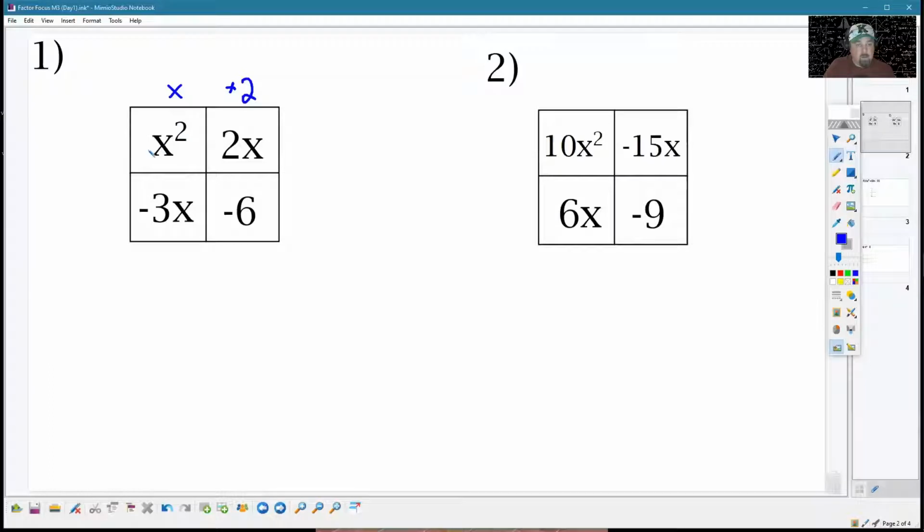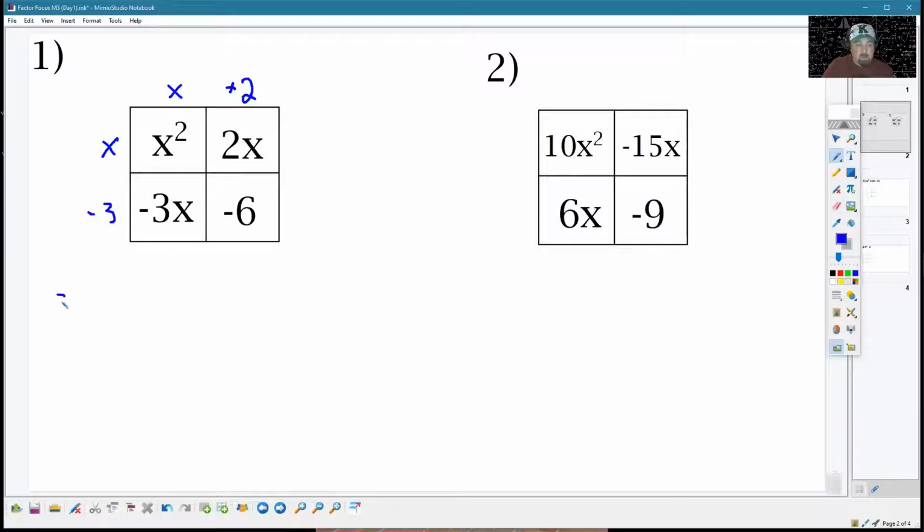2x and x squared, nothing with the constants because we've got 1 and 2. Well, they do have a 1, but we don't normally write the 1. X squared and x have an x in common. And then down here, -3x and -6. No variable, but -3 and -6 have a -3 in common.